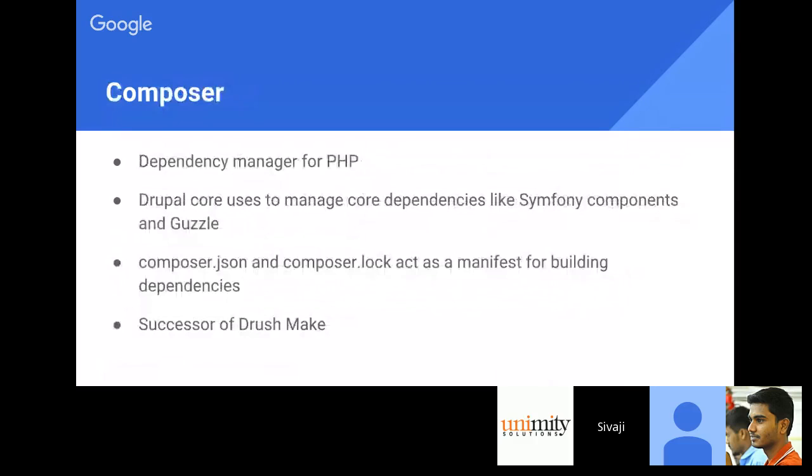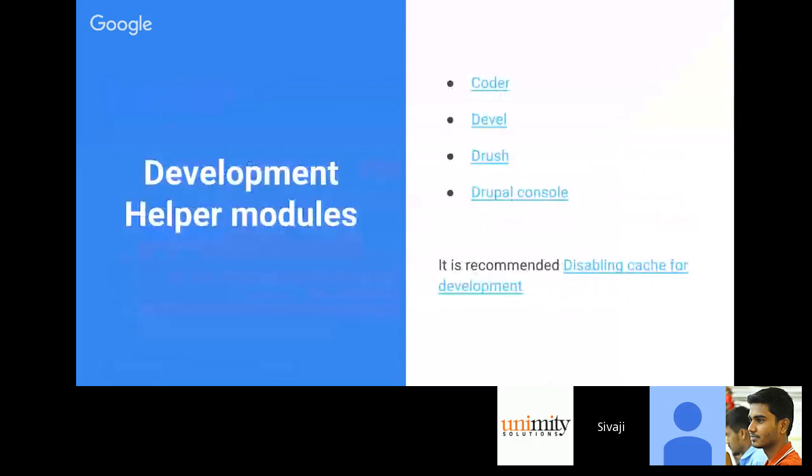And we have something called composer that comes in handy for managing the dependencies. Symfony core components and Guzzle are managed using the composer. In the Drupal core, you can find two files. One is composer.json, the other one is composer.lock. Those files are acting as a manifest for building the dependency. I personally see composer as a successor of Drush make.